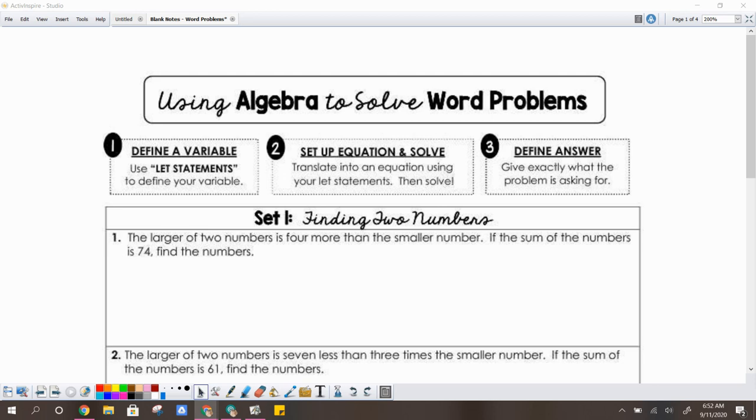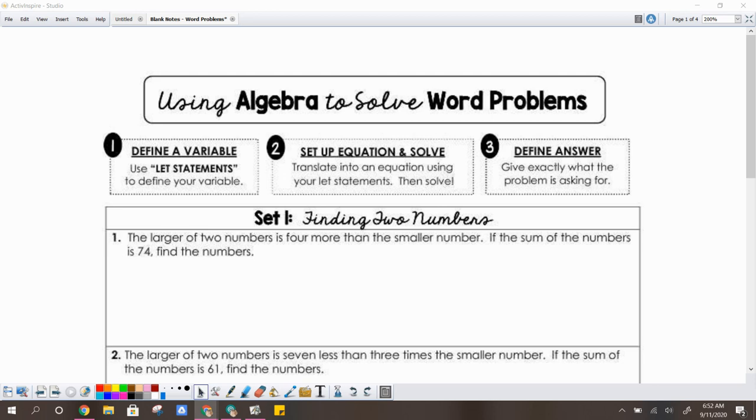We're going to translate what we're reading into an equation using our let statements, and then we're going to solve. And then step 3 is to define your answer. You're going to give exactly what the problem is looking for, and you want to make sure you're including units. We're going to try just finding 2 numbers first, so there are no units involved.